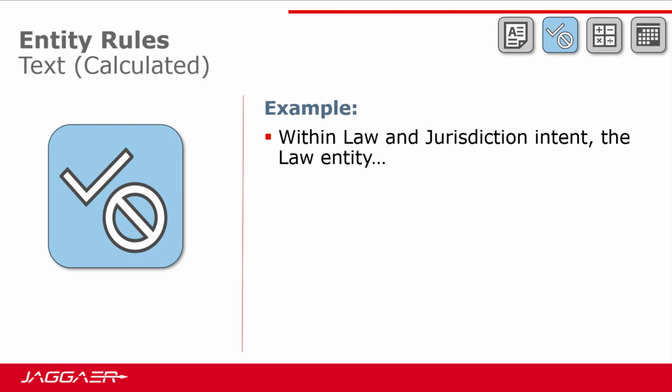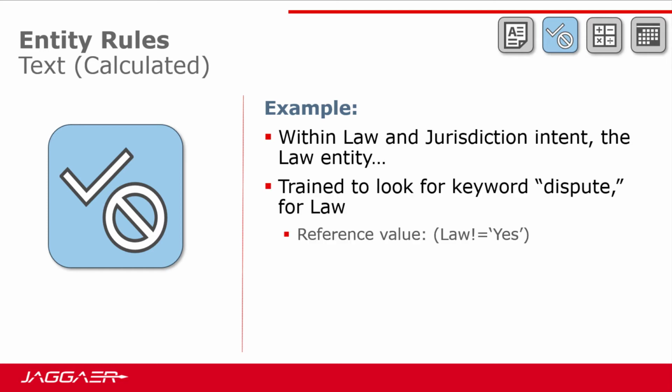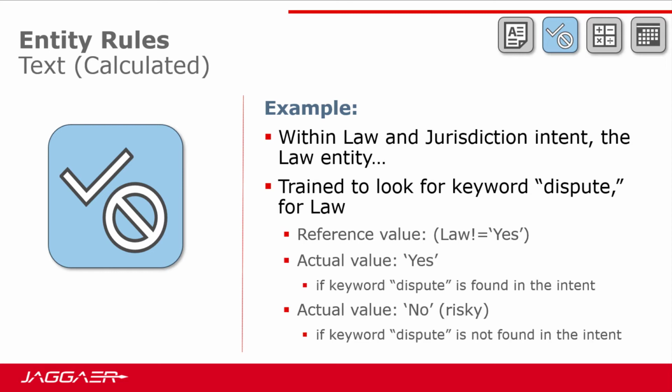Another example, within the law and jurisdiction intent, you could configure the law entity to be trained to look for the keyword dispute. Then you could write the reference value as law does not equal yes. And what that would mean is that if the keyword dispute is found in the intent, you'd get an actual value of yes. If the keyword dispute is not found in the intent, you'd get an actual value of no. But because of the way that the rule was written, we said that it's risky if it does not equal yes. So if the word dispute is not found in the document, it would be marked as risky.